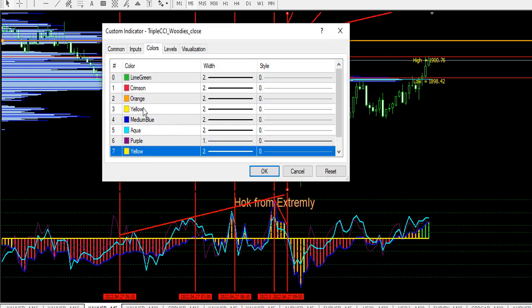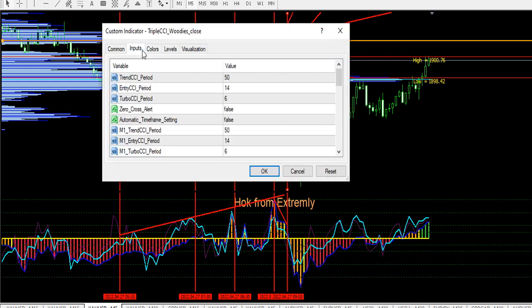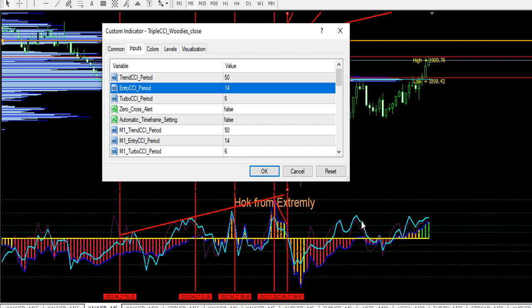There are the 50 line, the 14 in sky blue, and the other color. I say blue, but I don't know how to say the color. My English is so poor, sorry.